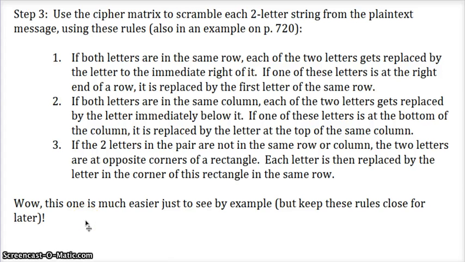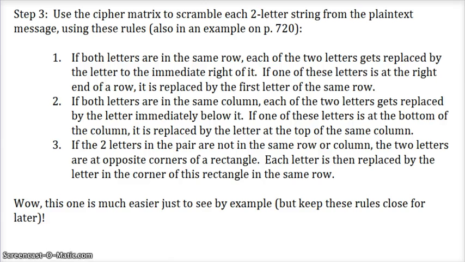Then once you get that all figured out, there's this really complicated way to, again, dance around that matrix to figure out how that thing scrambles up and how it changes into the encoded message. If they're both in the same row, you just scoot them to the right, and it circles back to the front of the row if it's at the end. If it's in the same column, you scoot them down the column, and if it's at the bottom, you loop it around to the top. But most of the time, they're going to be in different rows and different columns.